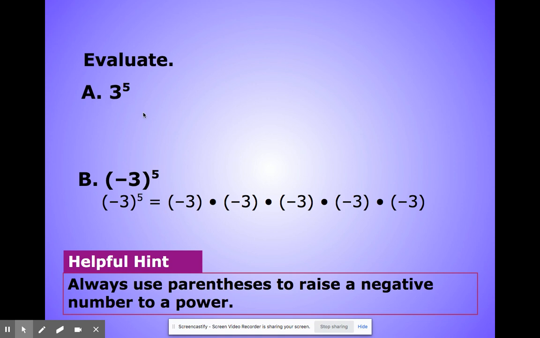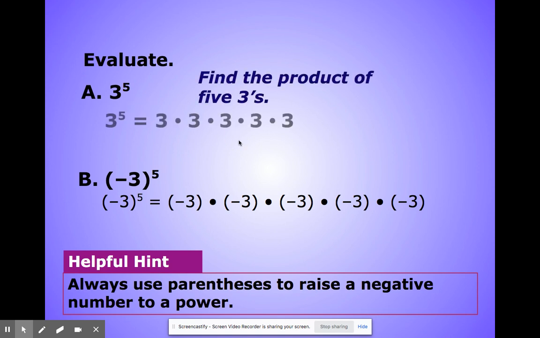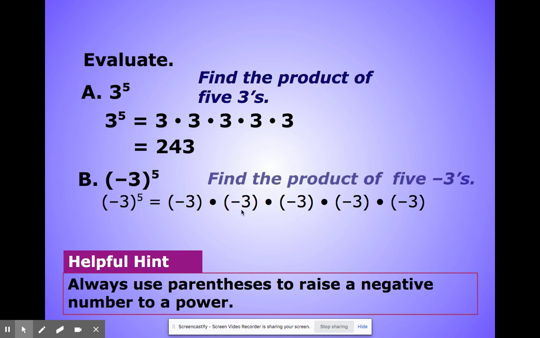Evaluate 3 to the 5th, so 3 times 3 times 3 times 3 times 3, 5 times. Find the product of 5 3s. So 3 times 3 times 3 times 3 times 3 will be 3 to the 5th power, which will be 243. (-3) to the 5th power, so you're multiplying -3 by itself 5 times. Because there's an odd exponent, we should get a negative answer, which will be -243.